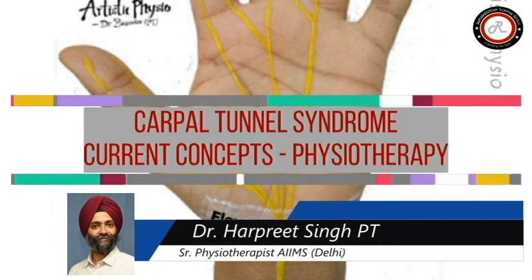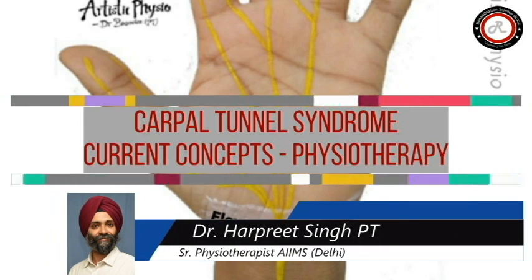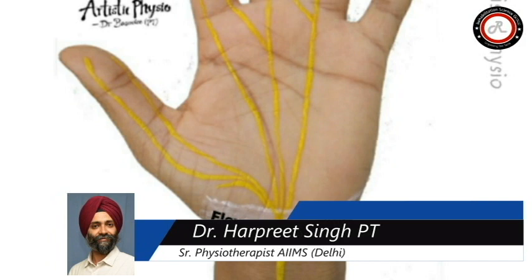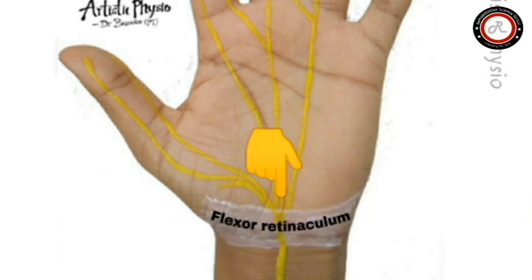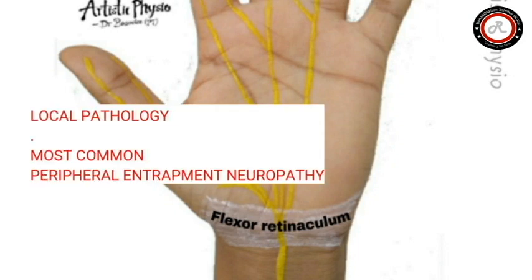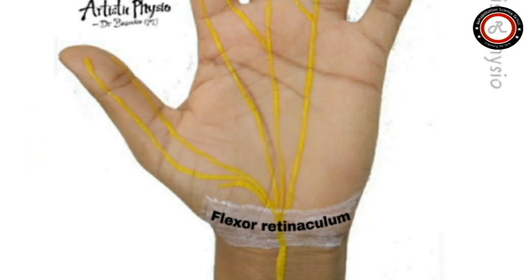Carpal tunnel syndrome is a localized entrapment neuropathy of the median nerve within the carpal tunnel. Based on the traditional practice models, carpal tunnel syndrome is a localized pathology at the wrist because of the localized compression of the median nerve within the carpal tunnel at the wrist.